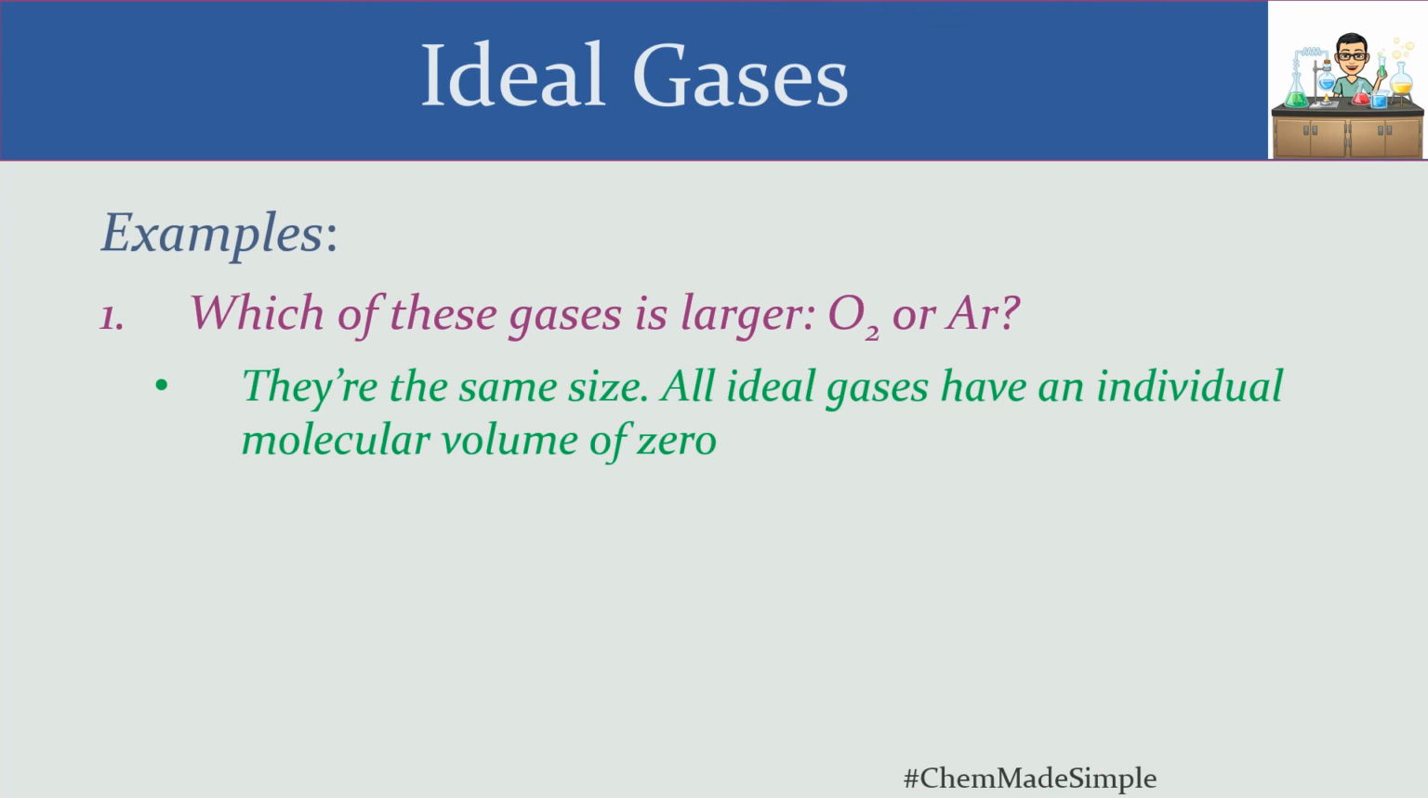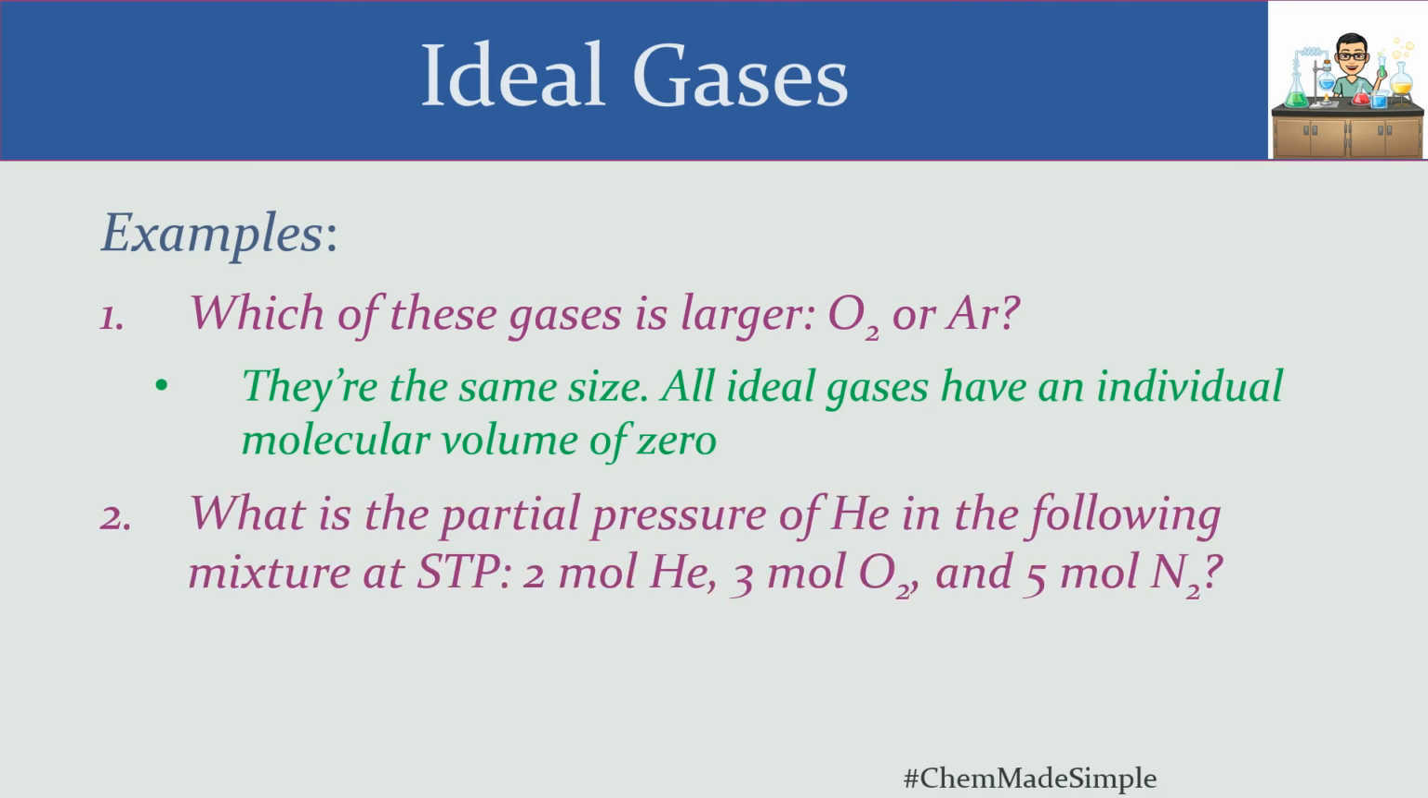So neither of those gases, small as they are or large as they are, their volumes don't really matter compared to the actual amount of space that they take up. So for all intents and purposes, 2 moles of oxygen gas is going to occupy the same space as 2 moles of argon. It doesn't really matter what the individual size of those particles is. So that's something you want to keep in mind, that all ideal gases have the same individual volume, and that's 0.